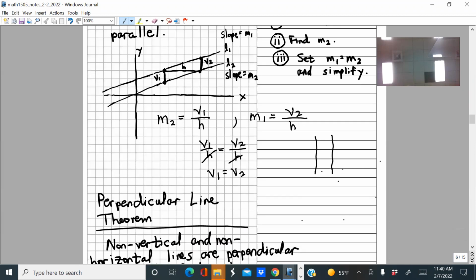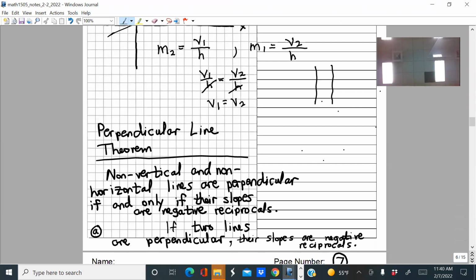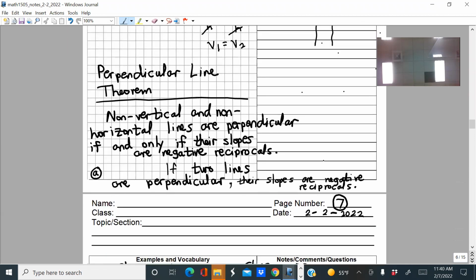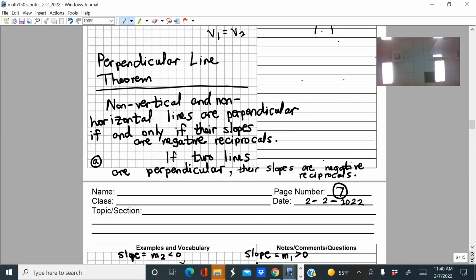All right, that was kind of the easy one. Now we're going to get to the hard one. All right, so that's the relationship between perpendicular lines. Y'all are going to have to help me with this one because this one requires some work.